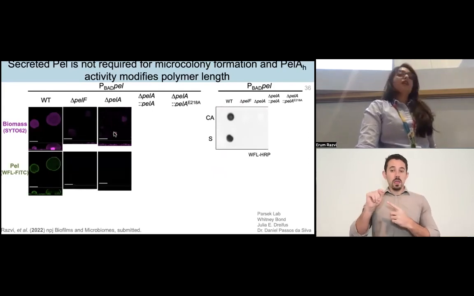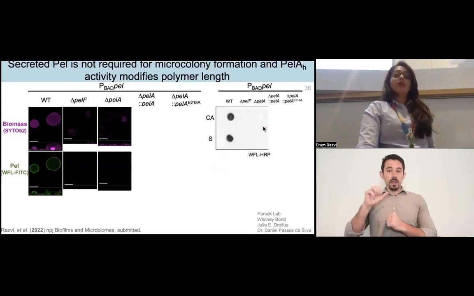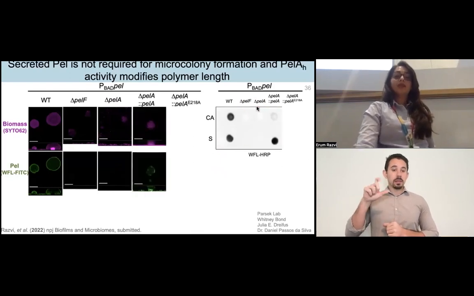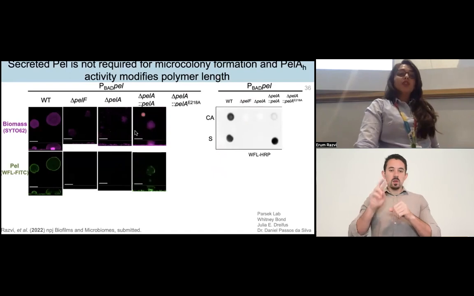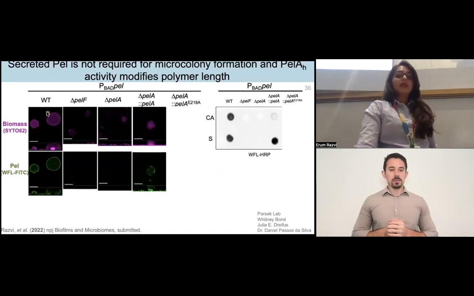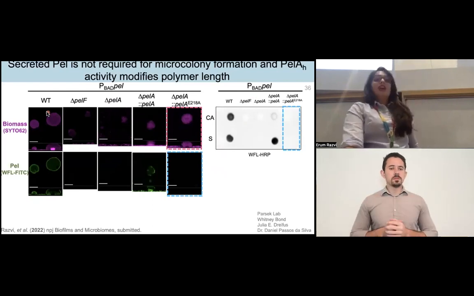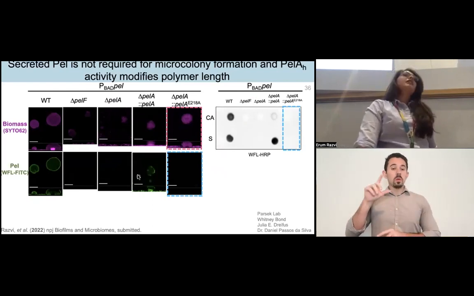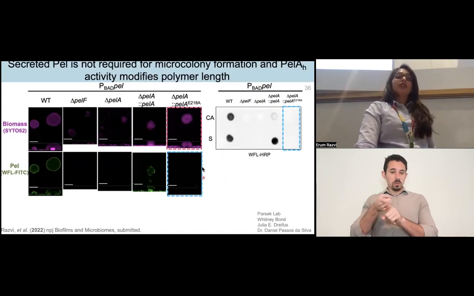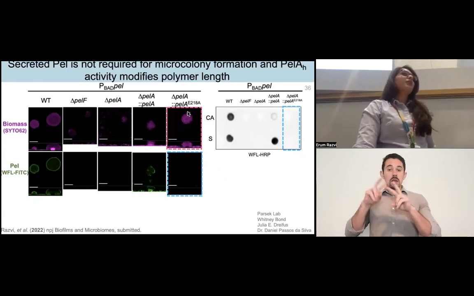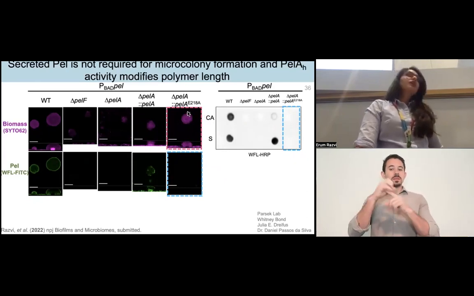Delta F and delta A formed no biofilm or detectable Pel. The complementation strain looked comparable to wild type. And very interestingly, the hydrolase mutant strain had no detectable Pel using WFL for either confocal microscopy or dot blot analyses, even though it forms a mushroom-shaped biofilm. So what could be going on here?